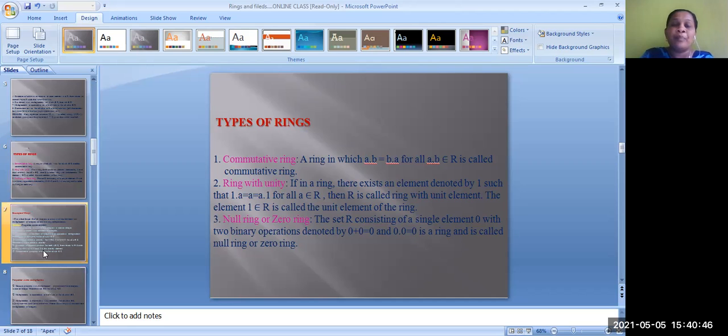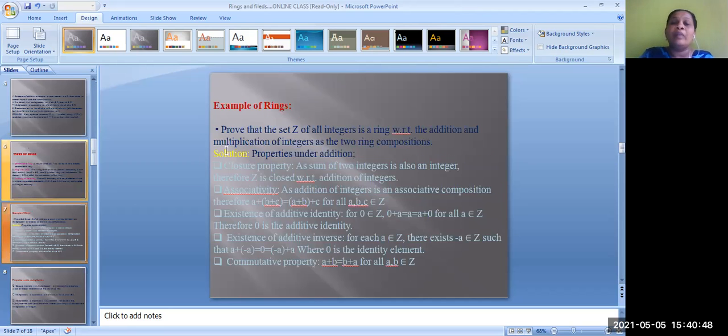Next, examples of rings. So here we are going to find some examples of a ring. All the properties we have to use to find a ring. So prove that the set Z of all integers, Z is nothing but what? Integers, is a ring with respect to addition and multiplication of integers as the two ring compositions. So here we have to check addition and multiplication to satisfy the ring.